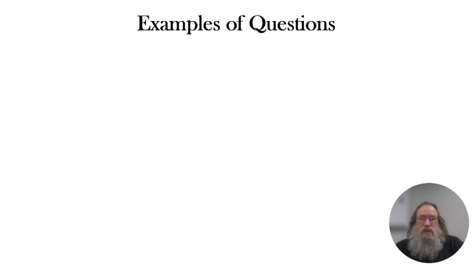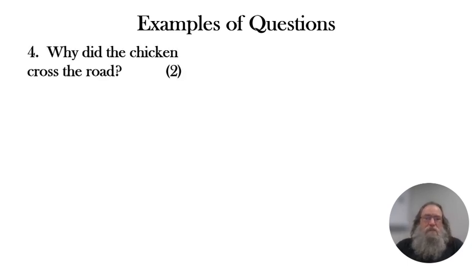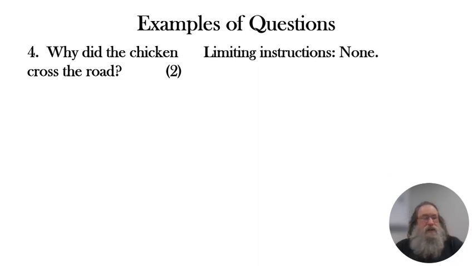This is quite important. The first question there, this was taken from an ancient exam that I did when I was very young, and it was considered a joke. Why did the chicken cross the road? Okay, and now let's analyze this quickly. The first thing we're going to look for, are there any limiting instructions? And the answer is no. It's a straightforward question, right?